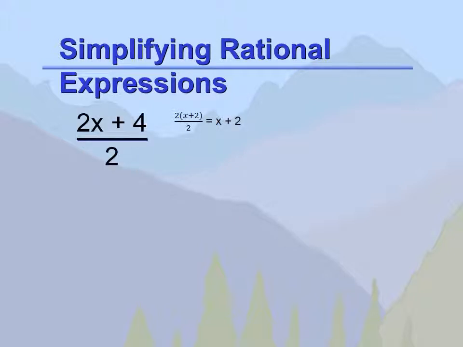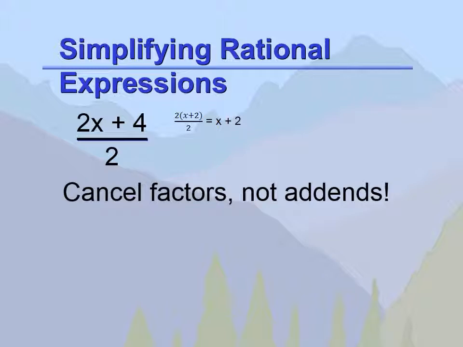Let's look at this problem. 2x plus 4 over 2. This one is a little different because you cannot just divide 2x by 2 and 4 by 2. That's not legal. You first have to factor the 2x plus 4. You can only cancel factors. You cannot cancel add-ins. This addition sign means that there are two different terms. So we have to factor first.